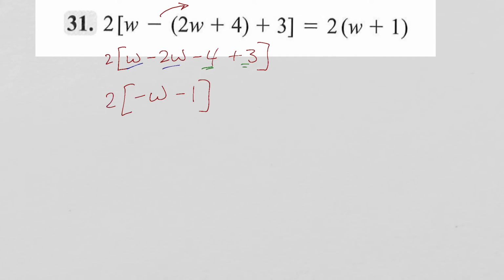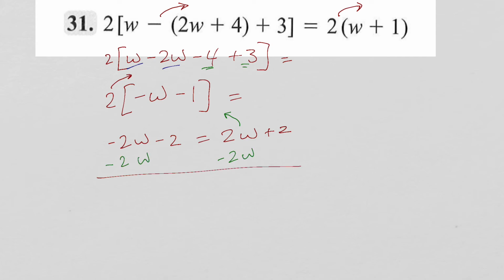We have that 2 sitting out there, so when we distribute that, we get a negative 2w minus 2. That's all on the left-hand side. On the right-hand side, we're just going to distribute this and get a 2w plus 2. Okay, now I'm going to move this 2w to the left by subtracting it. And I'm going to get negative 4w. That means I have to move this negative 2 to the right by adding it. And that's equal to positive 4.